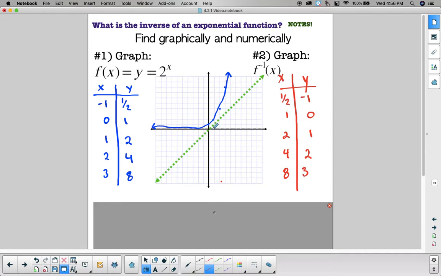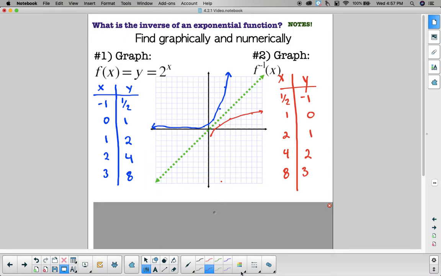So I go over 1/2, and then I go down to -1. I go over to 1, and I go up 0. I go over to 2, and I go up 1. I go over to 4, and I go up 2. I go over to 8, and I go up 3. And so here's what the function looks like here.